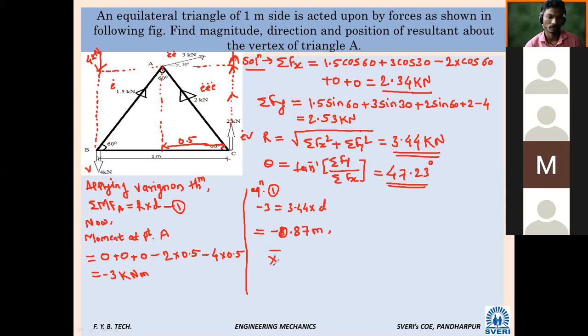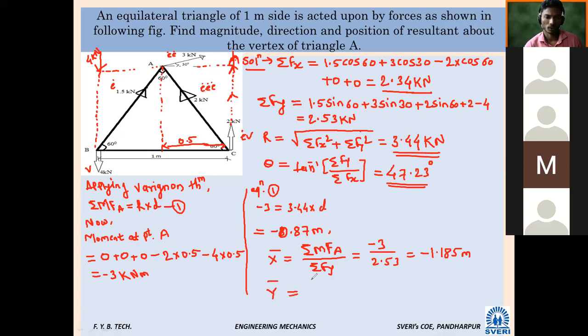Calculate now X bar and Y bar. X bar is equal to summation of moment due to all forces at point A divided by summation Fy. This value is also known to you. Minus 1.185, minus 1.185 meter.